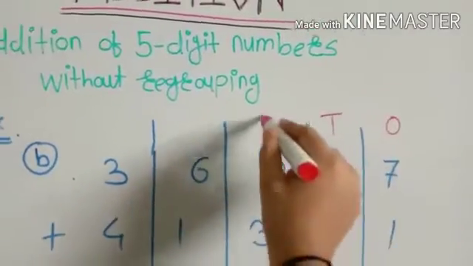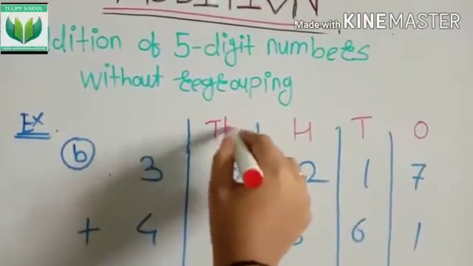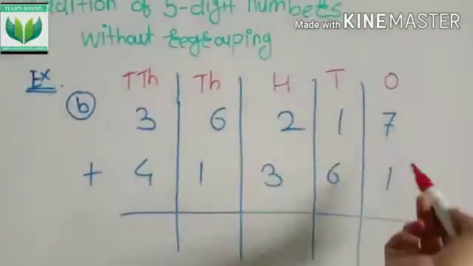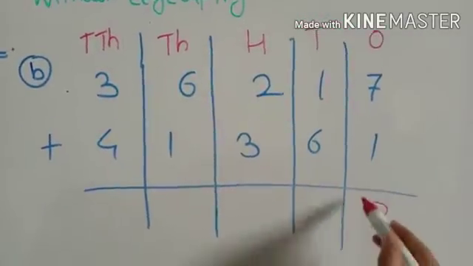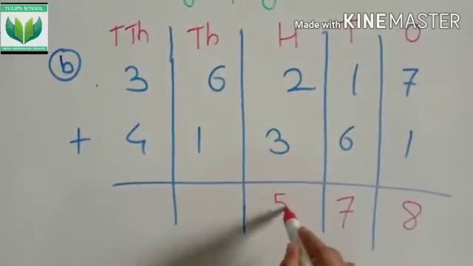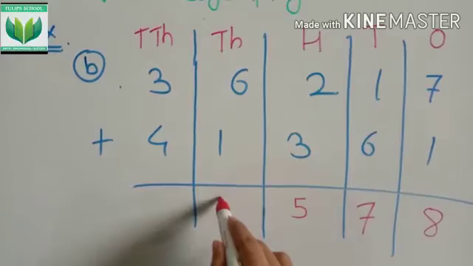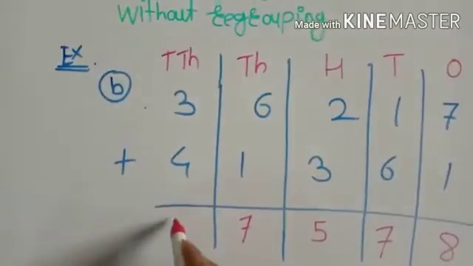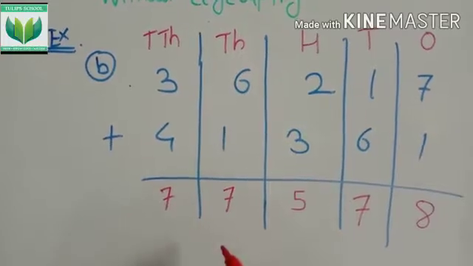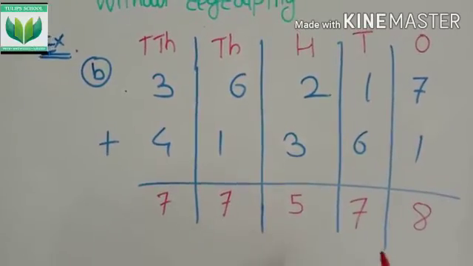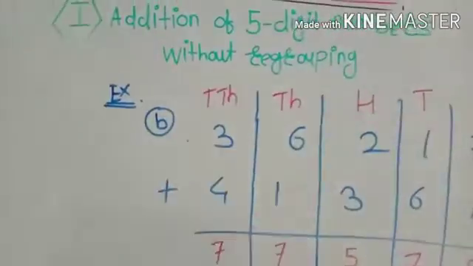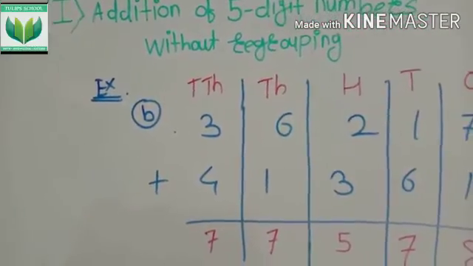Ones, tens, hundreds, thousands, ten thousands. 7 plus 1, 8. 1 plus 6, 7. 2 plus 3, 5. 6 plus 1, 7. 3 plus 4, 7. Now the answer is 77,578. Okay, I hope you understand the without regrouping. Now let's move to the second point.